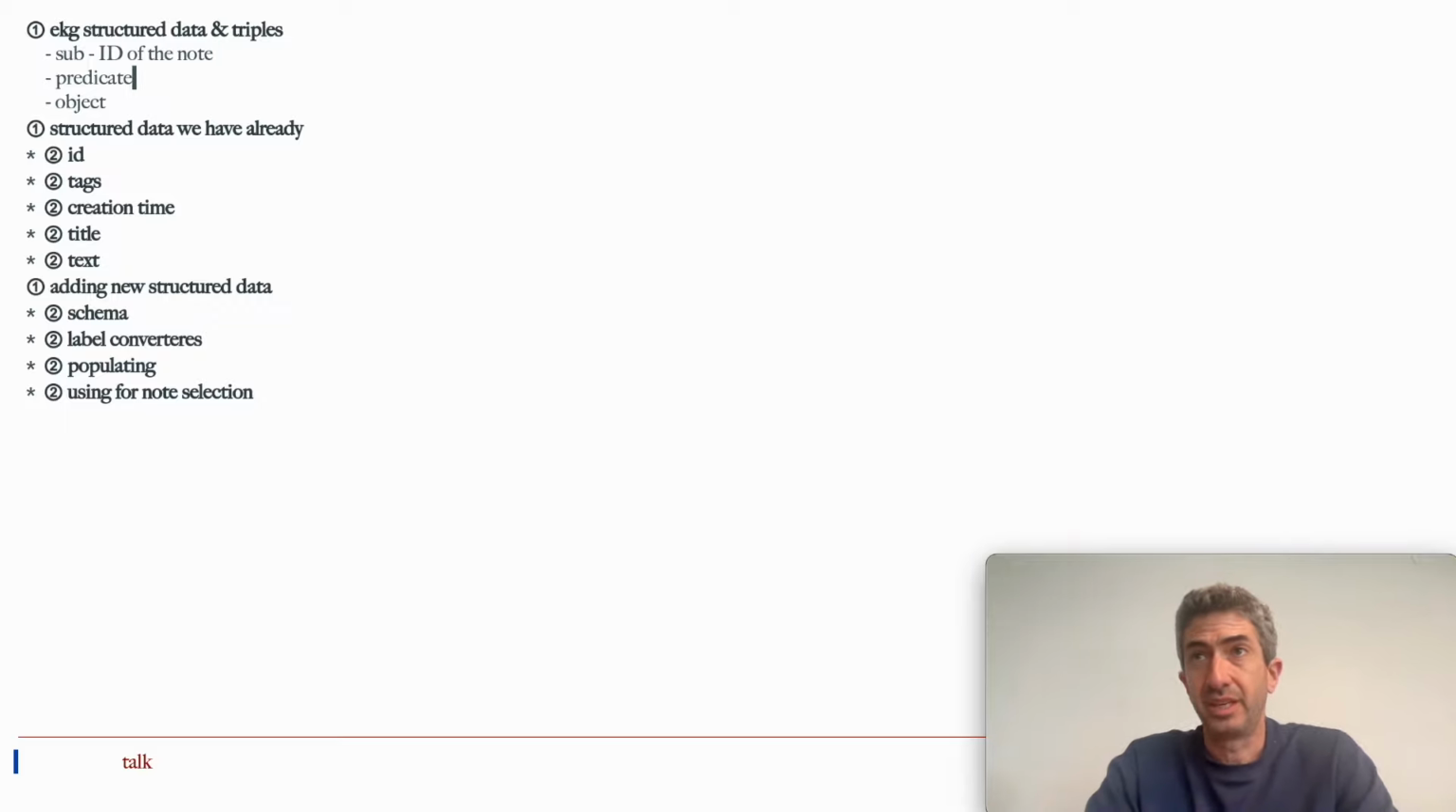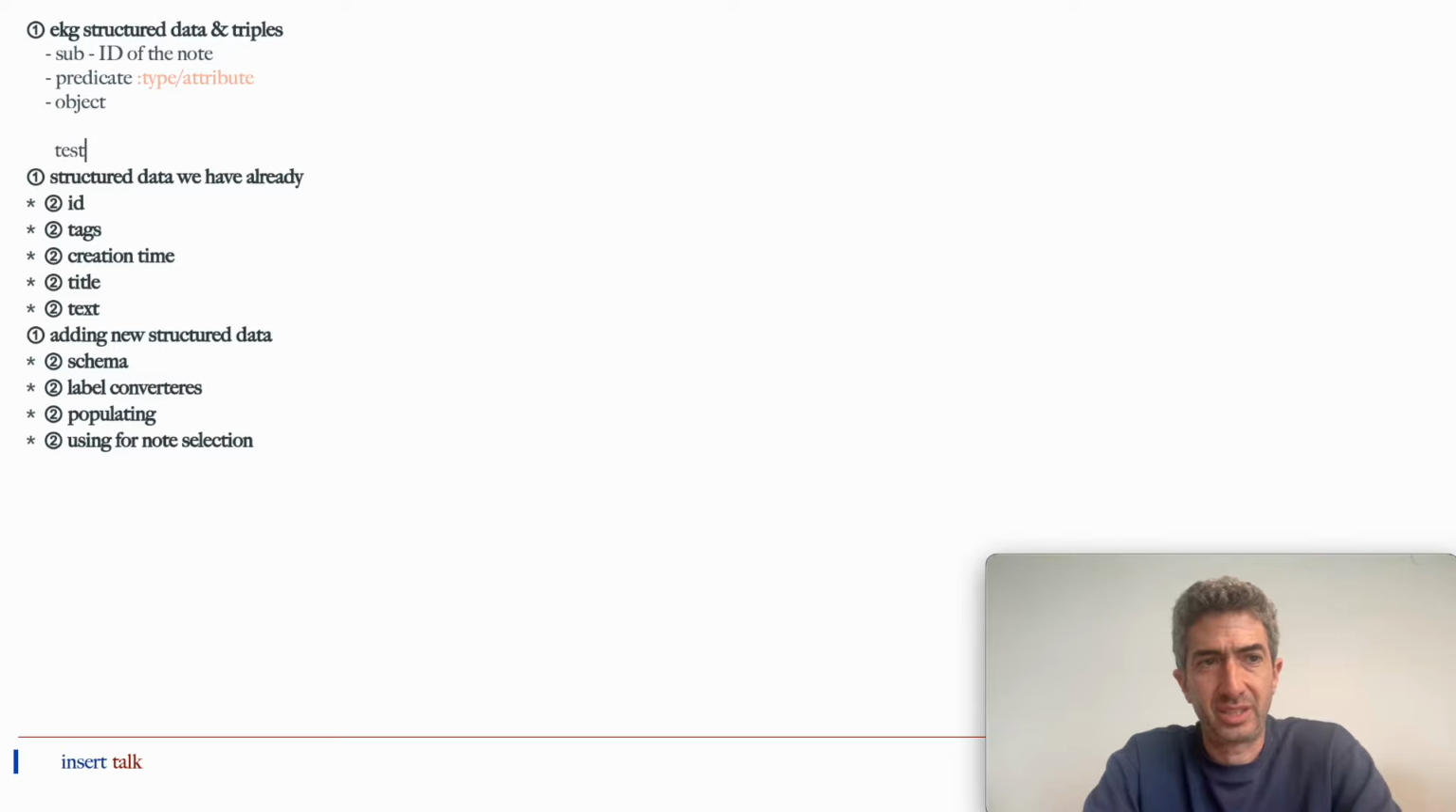The predicate you can think of as a combination of a type and an attribute. It usually has the form type/attribute. And a type has many attributes. You could have just one, or none, but usually it has one or more attributes. And the object is what it points to. For example, that object could be text. For EKG, we store the text of a note. So we have, for the predicate, text.